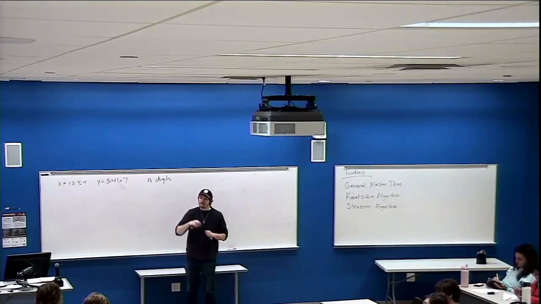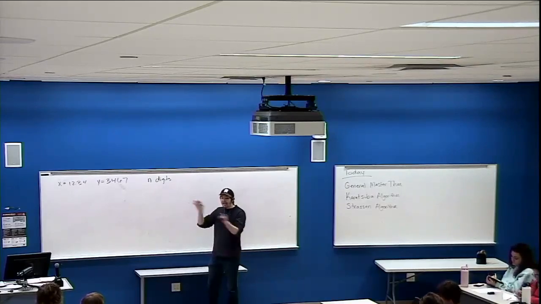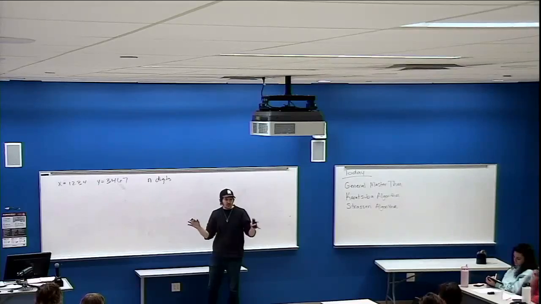Any guesses? Yeah. Asymptotically, for n digits, n squared. Okay, so the naive thing we can do is basically do every single pair of multiplications and do some bit shifting to put them in the right order.